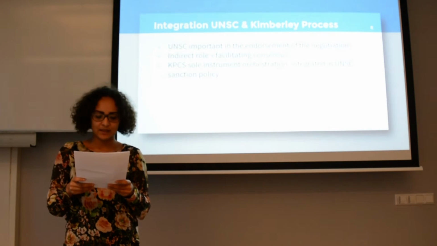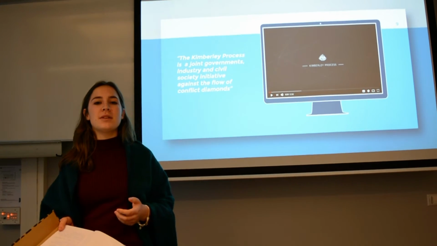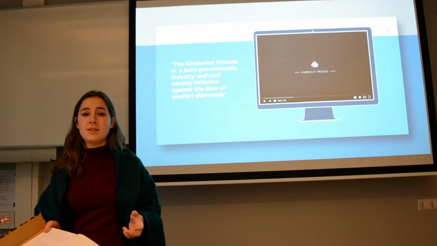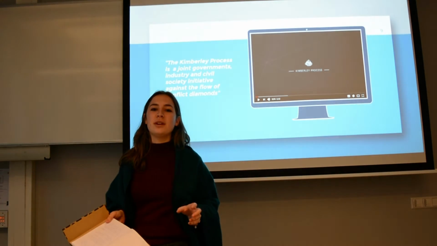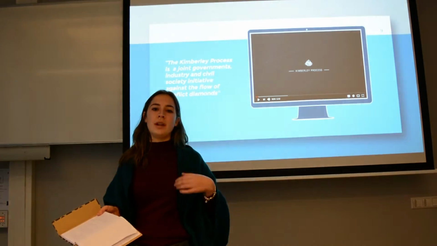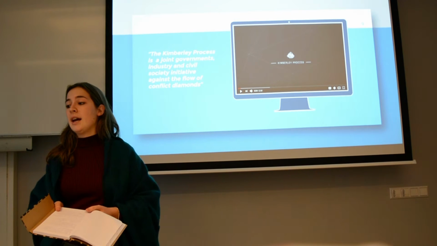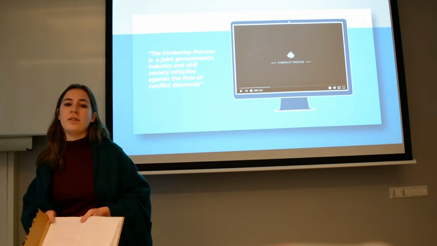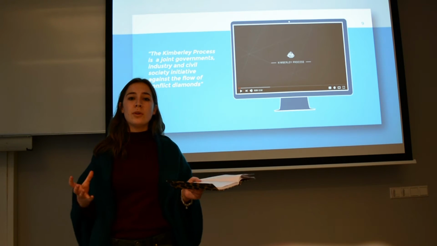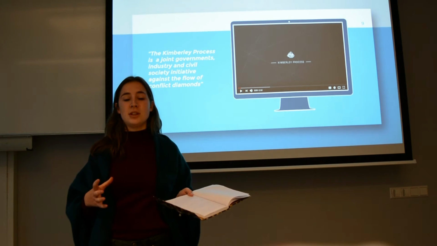So as Rowana already told a lot about the UN as an orchestrator, I'm going to tell you more about the Kimberley process, and then use it as a case study to show orchestration. We had a really nice video to show you about how the Kimberley process actually works, but we will share the link. So the Kimberley process is a joint government, industry and civil society initiative against the flow of conflict diamonds. So actually it is like an orchestration model that is used to overcome the conflict diamonds issue.